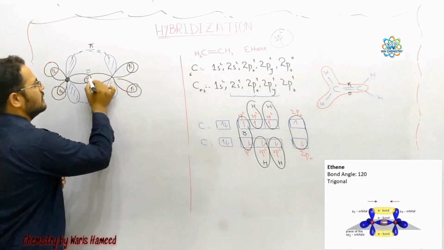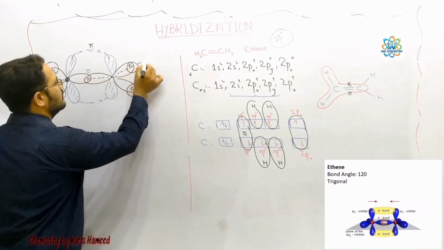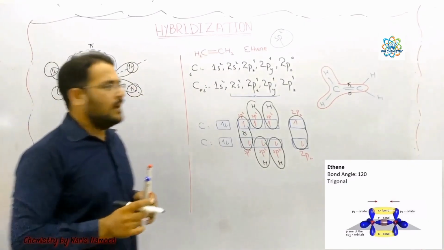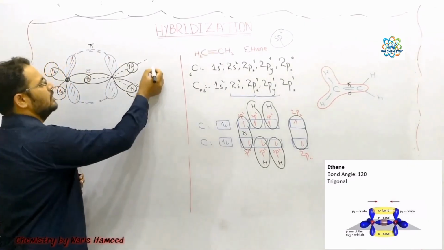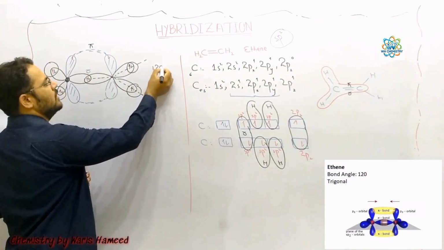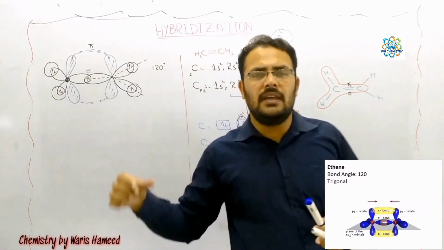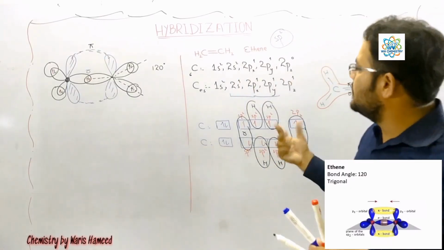In this case, the geometry is trigonal and the bond angle will be 120 degrees. If you have any question regarding ethene, you can ask in the comment section.